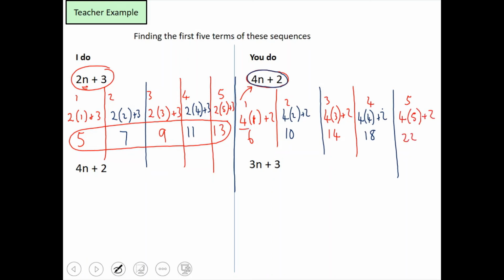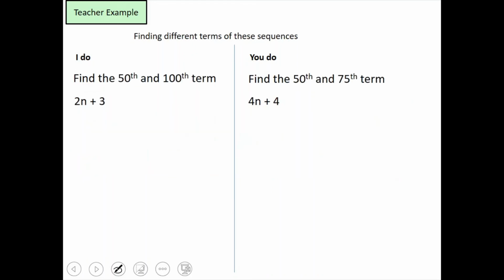So your first 5 terms are the ones highlighted there: 6, 10, 14, 18 and 22. Now, sometimes in an assessment or an exam, you can get a question where it says find the 50th and 100th term. So the rule is already given to you, in this case 2n plus 3.